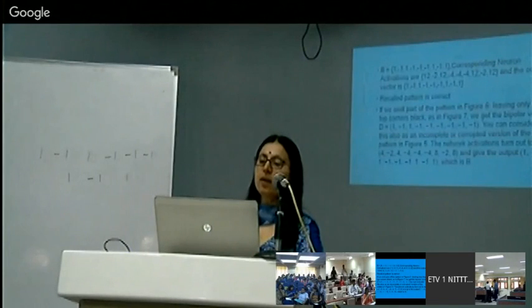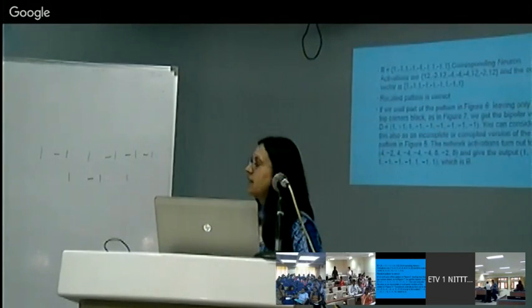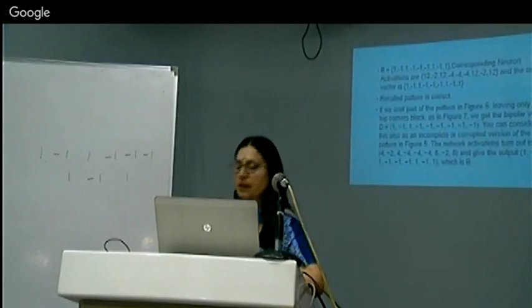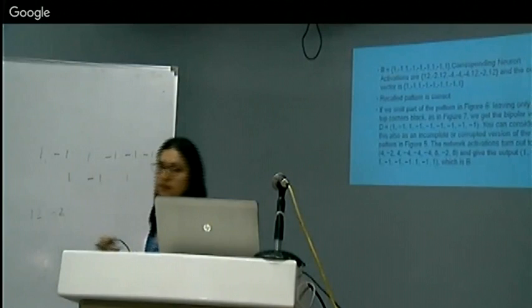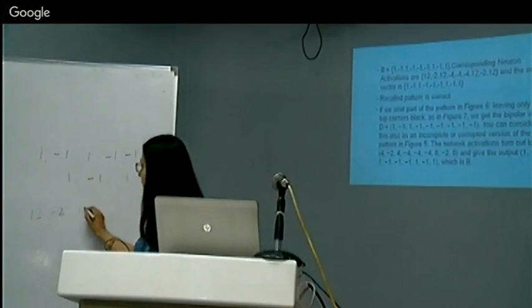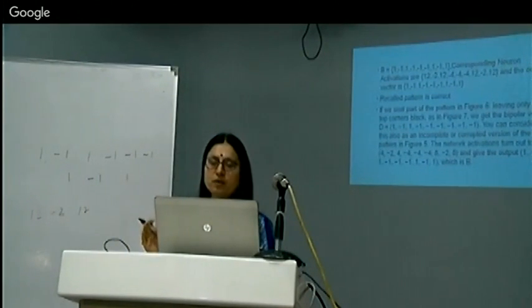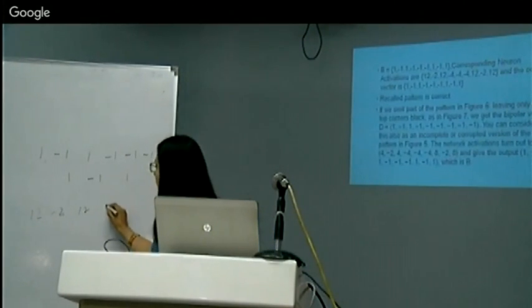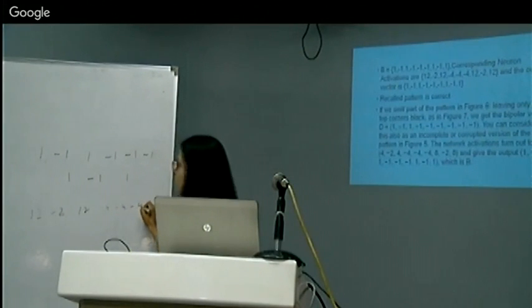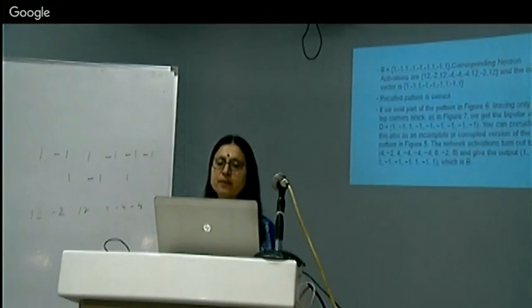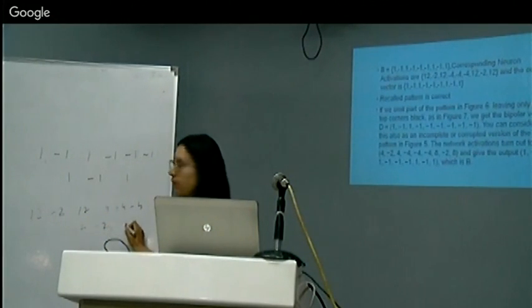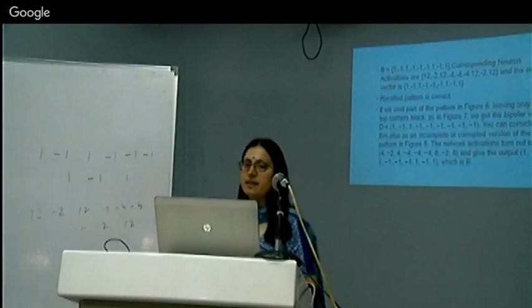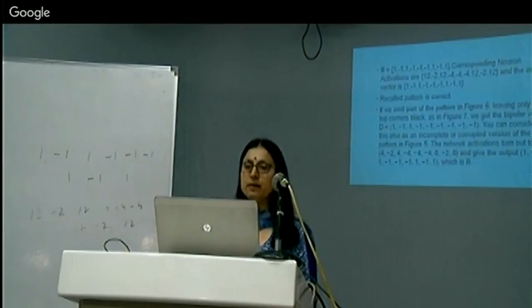Now, if we find the activations for this pattern, you have to find the dot product of this vector with each column. So the activations come out to be 12, minus 2, 12, minus 4, minus 4, minus 4, and 12, minus 2, 12. So if these are the activations, what will be the output vector?